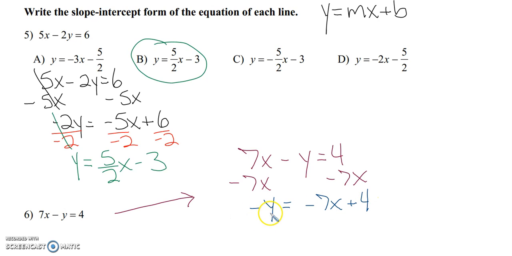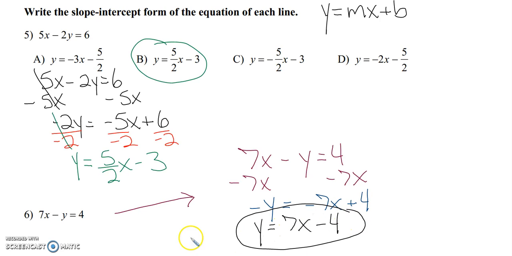We can't have a negative y, so we have to multiply or divide everything by negative 1, which will make this a positive. Instead of thinking of it that way, you can just change the sign of each term. So if this is going to be a positive, then we would change this to a positive and 4 to a negative. So that's your equation, slope-intercept form.